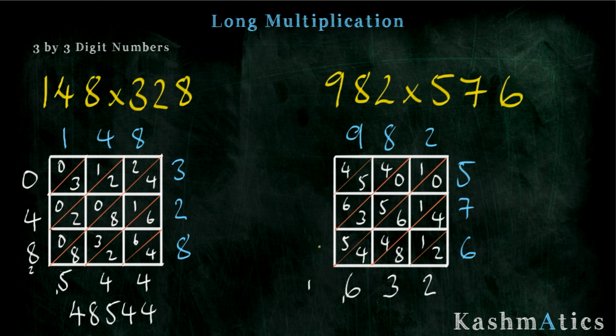Carry the 1. Over here I've got 1 plus 5, which is 6. 6 add 3 is 9. 9 add 5 is 14. 14 plus 1 is 15. Carry the 1. Here I've got 4 plus 5, which is 9. 9 add 6 is 15 plus 1 is 16. Carry the 1. And over here I've got 4 plus 1, which is 5. So my final answer is 565,632.